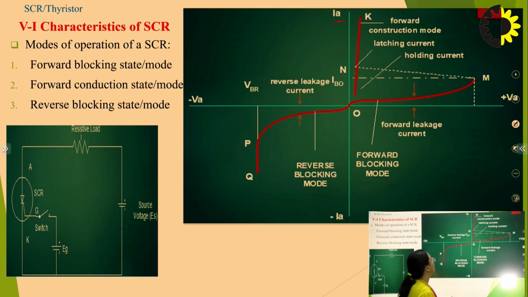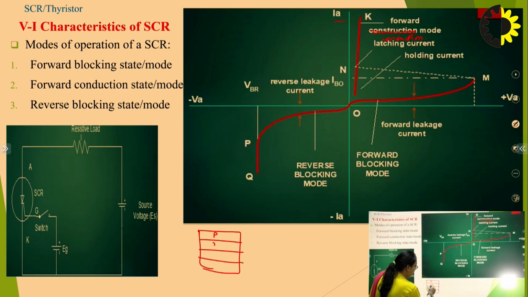Okay, so here I have the conduction mode, this is the forward conduction mode. So let's discuss these modes one by one. First of all, I'll discuss the reverse blocking state. So what is the reverse blocking mode? I'll discuss this with the help of the 4 layers of the SCR, so that it can be easily understood.